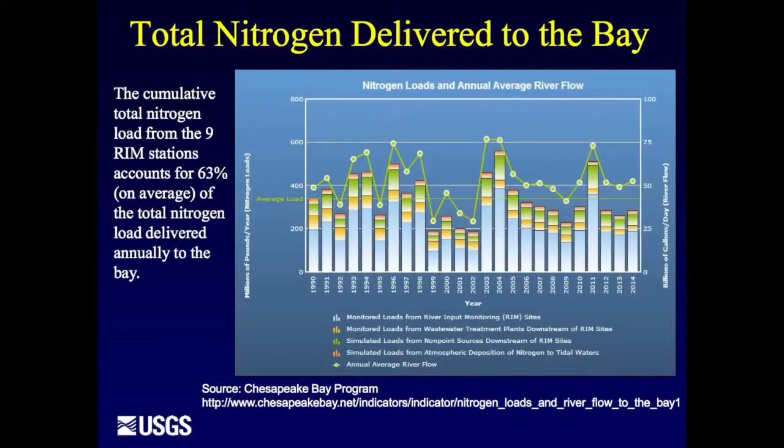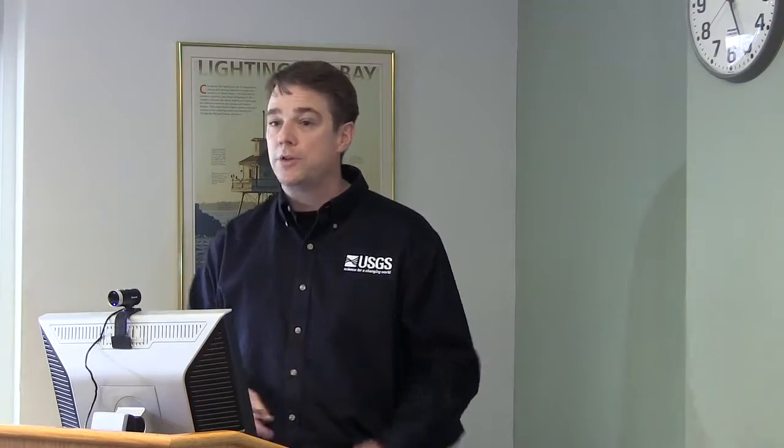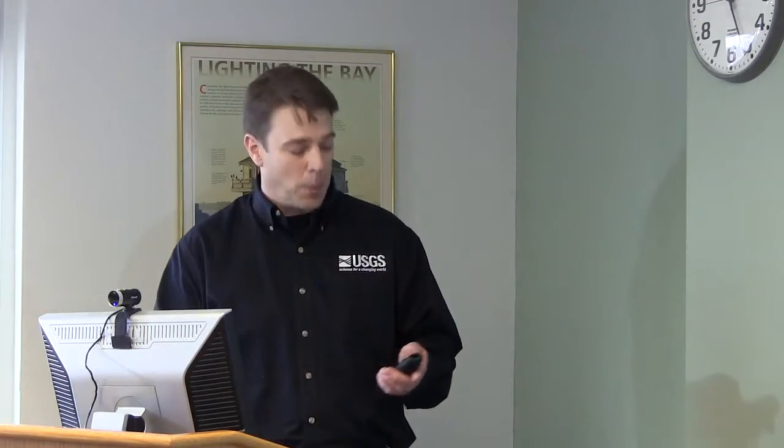So this plot should be familiar to most of you. It's our total load to the bay plot generated by the Chesapeake Bay Program, and it brings in all those different sources of information. The blue bars represent the cumulative load from the 9 river input monitoring stations, and then we have monitored loads from the wastewater treatment plants, the simulated loads from non-point source areas below the river input monitoring stations, and then atmospheric deposition. So what we know is that the cumulative load from the 9 river input monitoring stations accounts for about 63% of the total load delivered to the Chesapeake Bay.